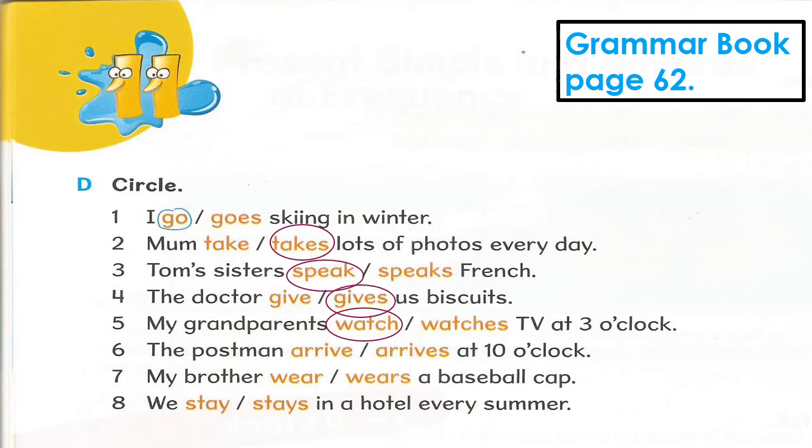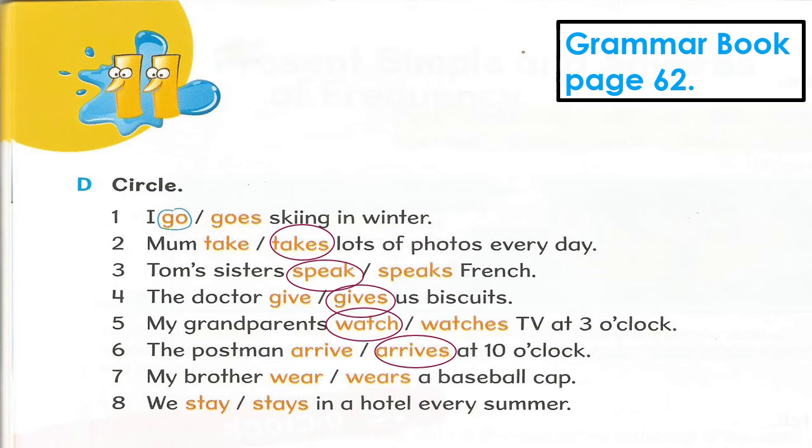Okay, I am in present simple tense. So the postman is a singular noun or plural noun? Singular noun. So I will choose arrive or arrives. No, I will put S at the verb. So the answer will be arrives.